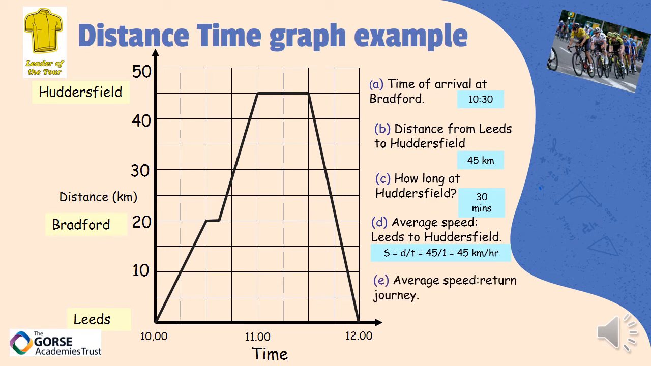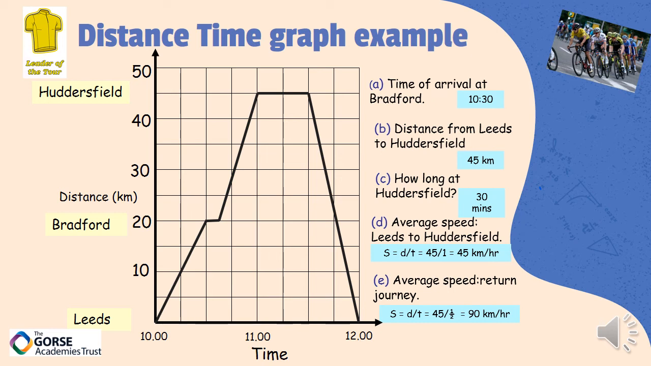Final question. What's the average speed of the return journey? Now remember, the return journey is when the line has a negative gradient or is going down. This looks like it goes from 45 kilometers back to 0, and the time is 2 squares across. That must be half an hour. So it's 45 kilometers in half an hour. So what would that be in a full hour? Because remember, speed is measured in kilometers per hour. So 45 kilometers in half an hour, what would it be in a full hour? It's going to be 90 kilometers per hour.